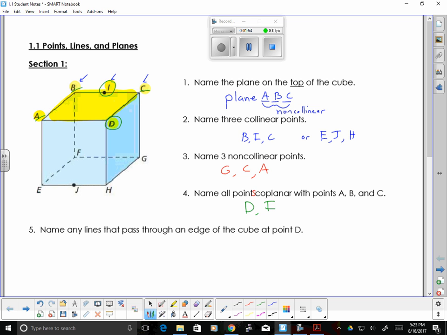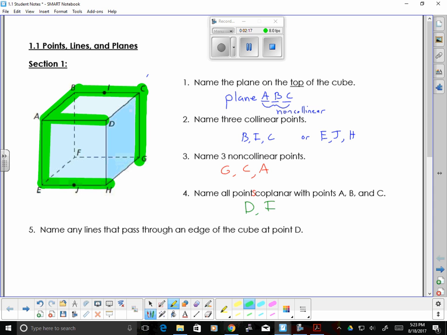And then last of all, name any lines that pass through an edge of the cube at point D. So for the edge, I'm going to go ahead and erase this stuff. For edges, we're talking about where those 2 planes meet together. So this would be an edge, this would be an edge, these would all be edges. Edge, edge, all those edges. And we're talking about what would be the lines that pass through one of those edges at point D. So we're going to have several.